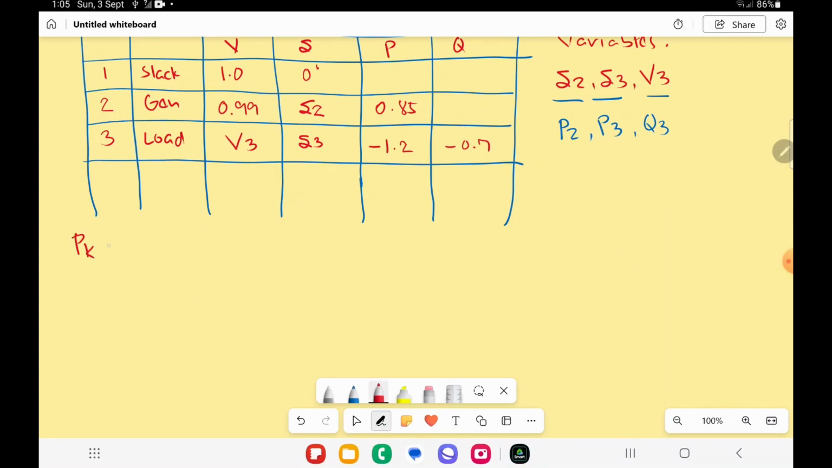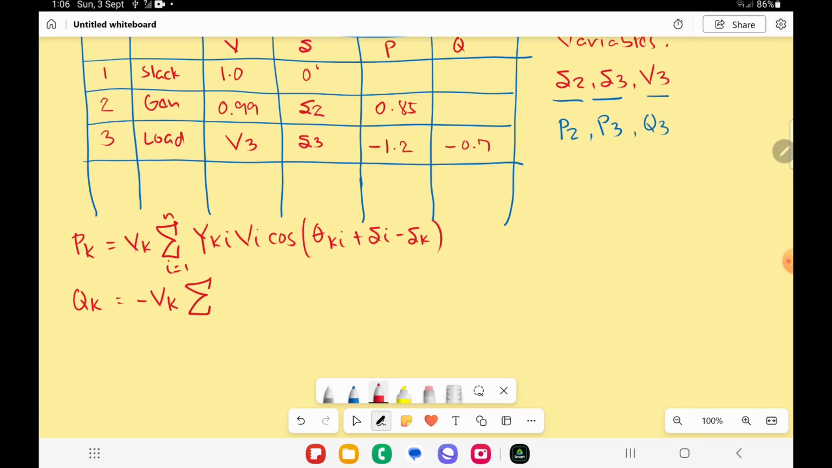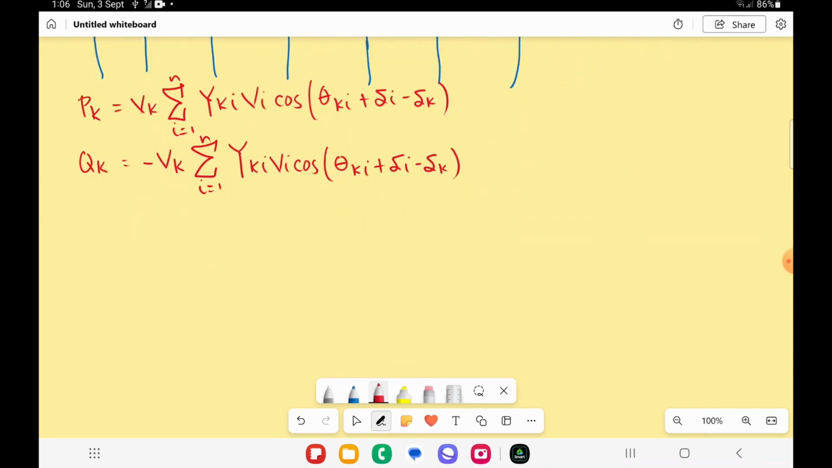So for PK, for QK, so we will write the equations for P2.